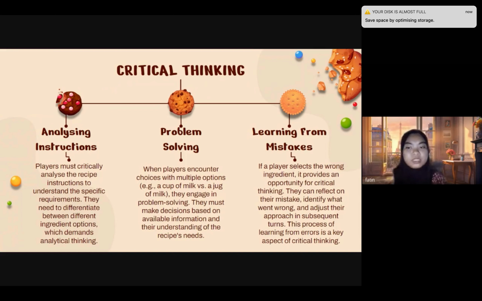And next is in terms of learning from mistakes. Like I said, this game provides immediate feedback. So they know how they will learn from the mistakes that they get from the game, and then they will apply it to the next level. So this process is really important in my opinion, because it improves not only their critical thinking, but also in terms of knowing what they did wrong, knowing what their mistakes are, and then trying to improve it in the next level, in the next game. So this is such a good impact to the students. Next.